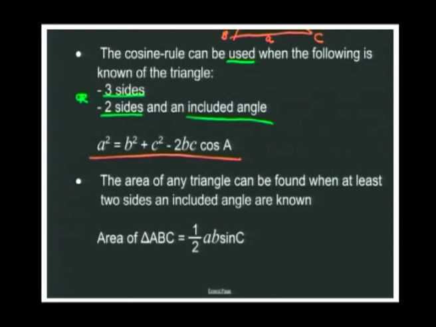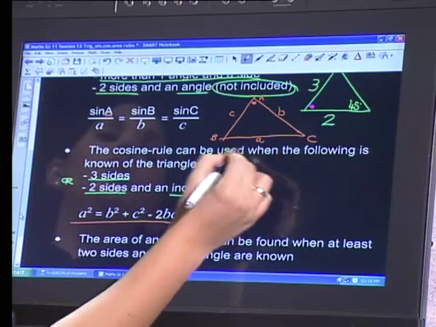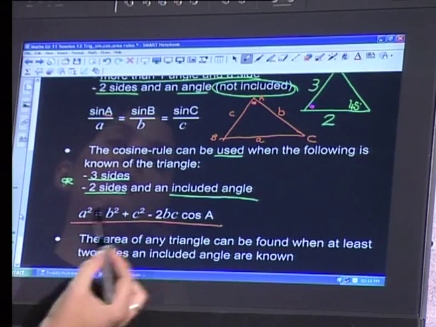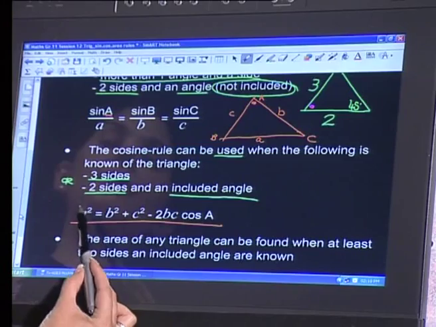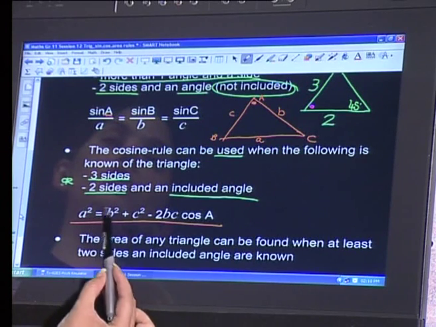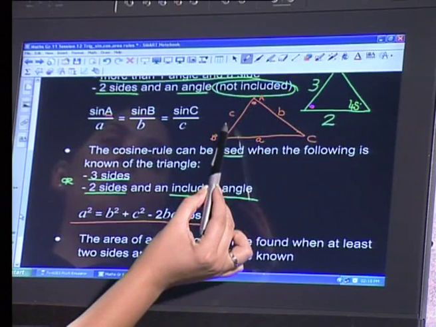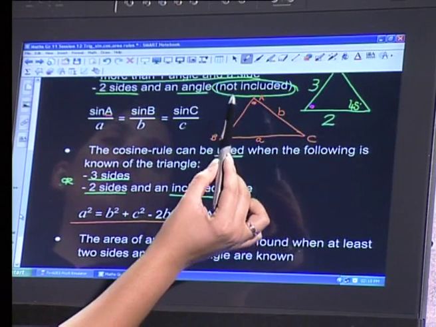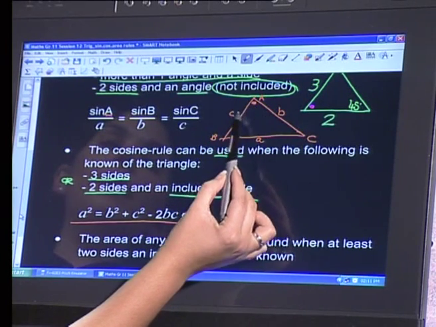There's a few things I just want to show you here, and going back to this triangle over here. So if you're looking at your standard triangle of ABC, the formula says a squared. Remember, little a represents a side. a squared is equivalent to b squared plus c squared minus 2bc cos A. And that, of course, is your included angle.